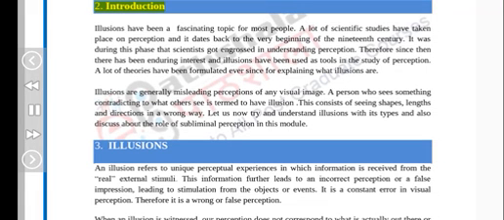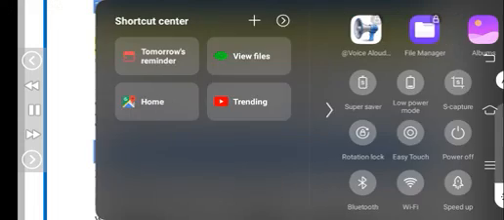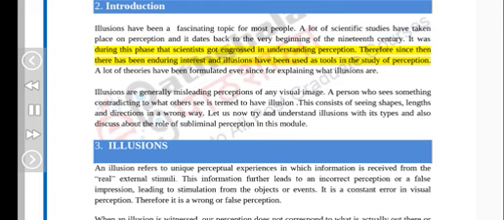2. Introduction. Illusions have been a fascinating topic for most people. A lot of scientific studies have taken place on perception, and it dates back to the very beginning of the 19th century. It was during this phase that scientists got engrossed in understanding perception. Therefore, since then there has been enduring interest, and illusions have been used as tools in the study of perception. A lot of theories have been formulated ever since for explaining what illusions are.